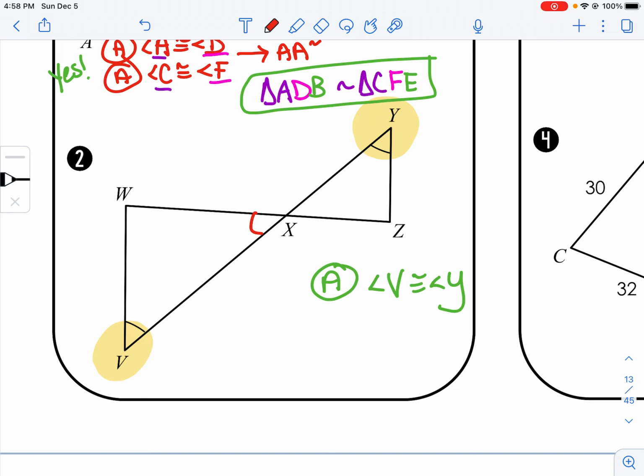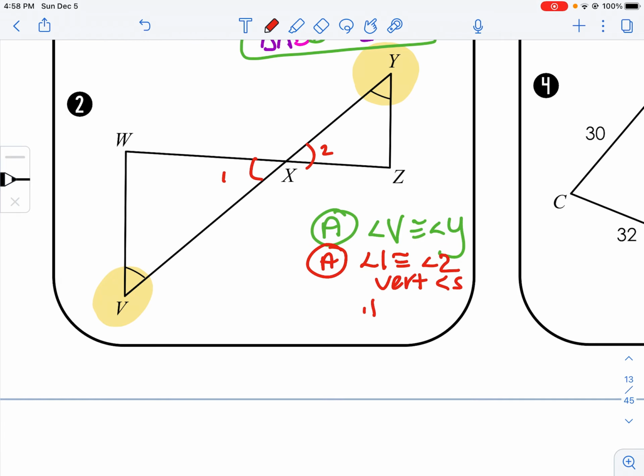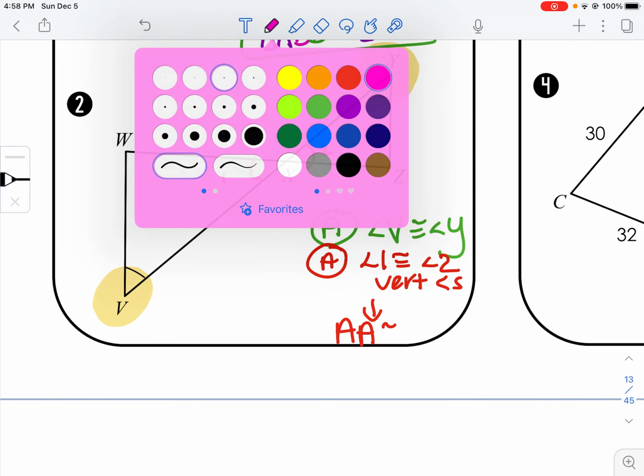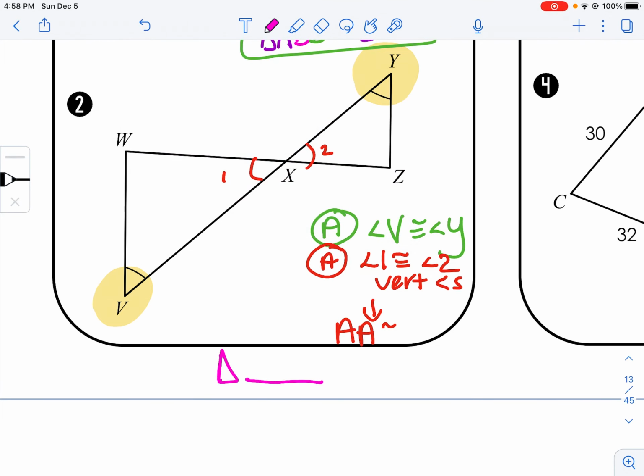Well, you guys already know this. Angle 1 is congruent to angle 2 because of our friend vertical angles. And that's it. That's all we need to say. We have angle similarity. And then we can say triangle, triangle. So let me write this in. I'm going to start with V, and that matches with Y.